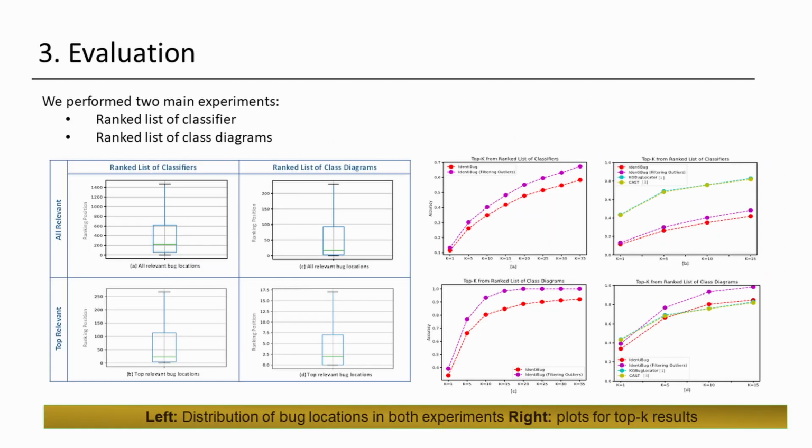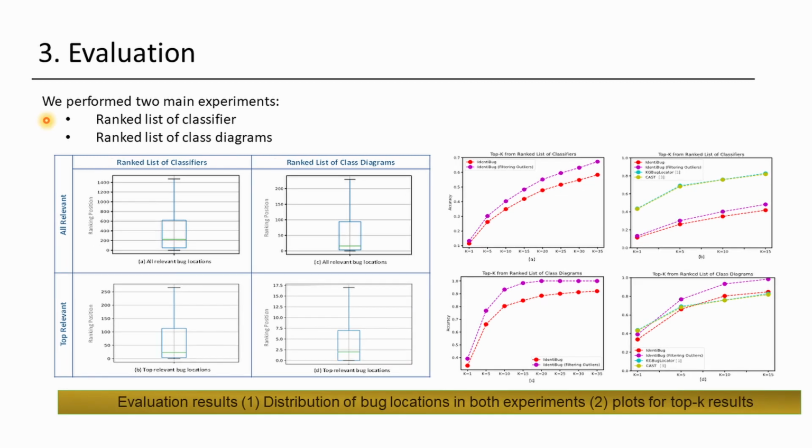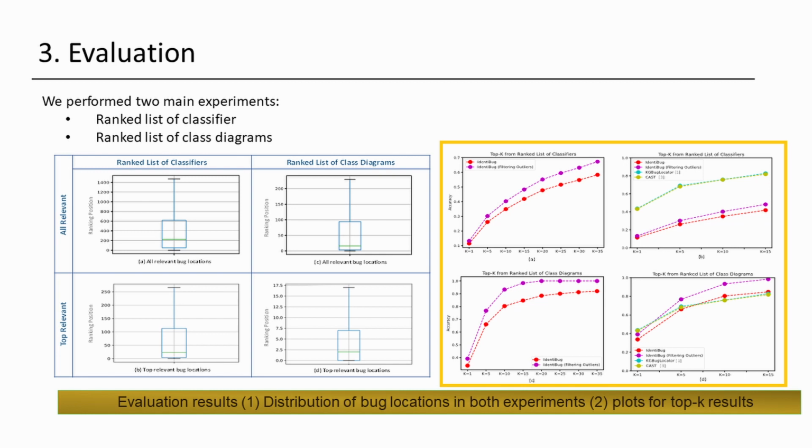We perform two main experiments to evaluate our method, namely the rank list of classifiers and the rank list of class diagrams. In the first experiment, we simply compute a ranking including every single classifier in the system model's class diagram. In the second experiment, we compute a ranked list of class diagram excerpts to represent potential bug locations. At the end, we visualize the experiments in several plots, considering top K ranking results in the right figure.